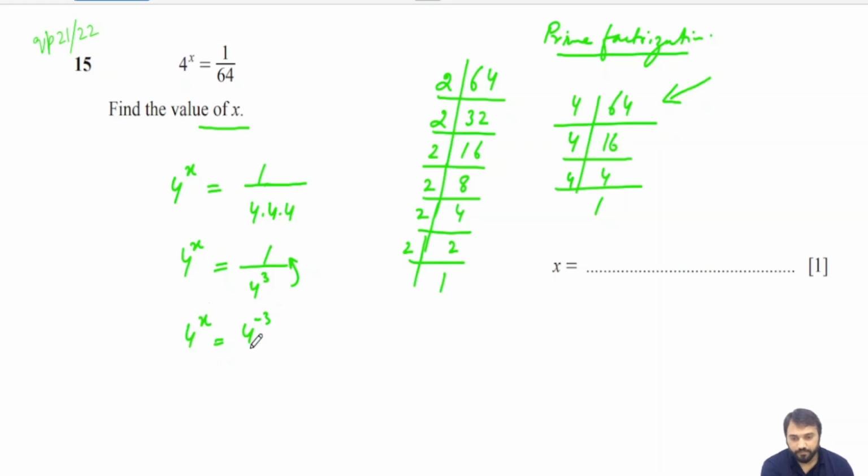Now we have the same bases and the equality sign, so powers will be equal. x is equal to -3. This is our first method. And what will be our second method? Okay, I'm going to solve it here.